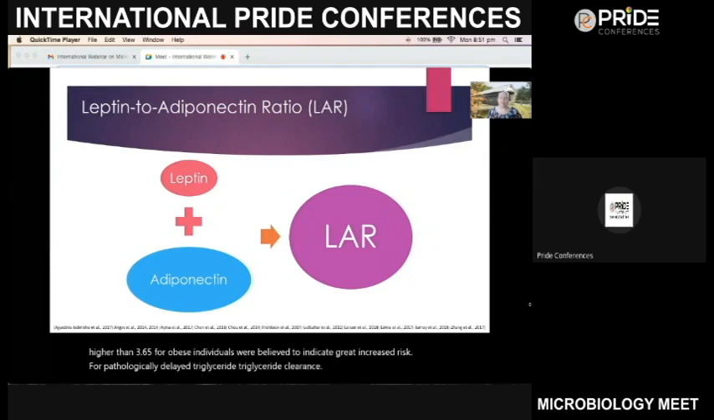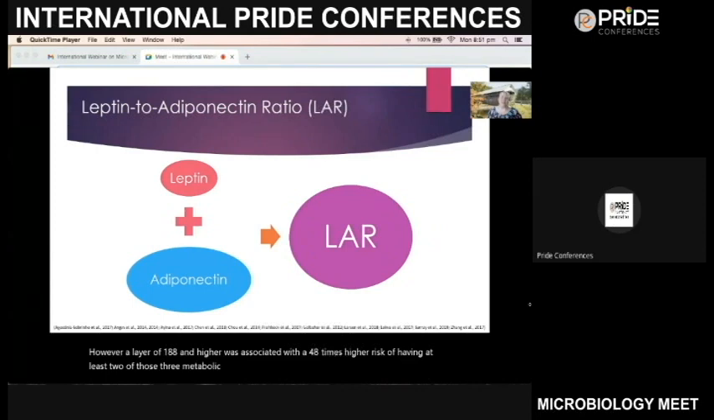Similarly, LARs higher than 2.2 may indicate pathologic insulin resistance. However, an LAR of 1.88 and higher was associated with a 48 times higher risk of having at least two of those three metabolic disturbances.